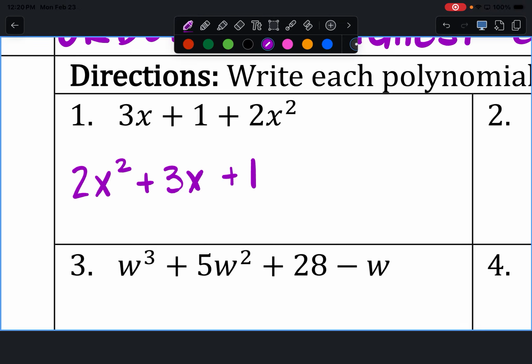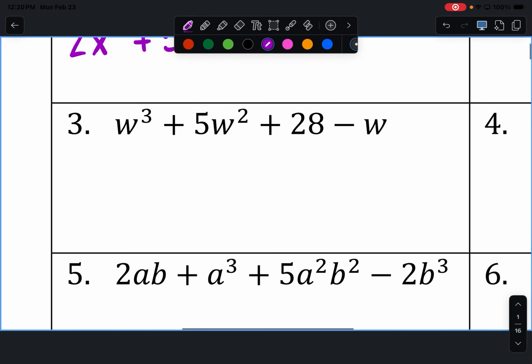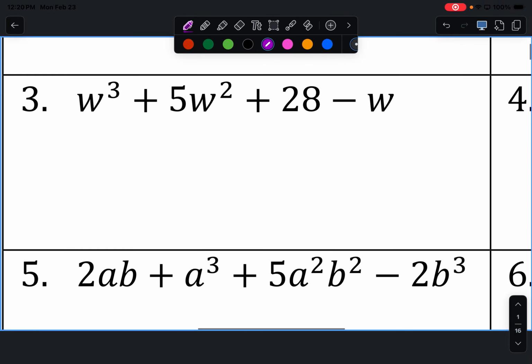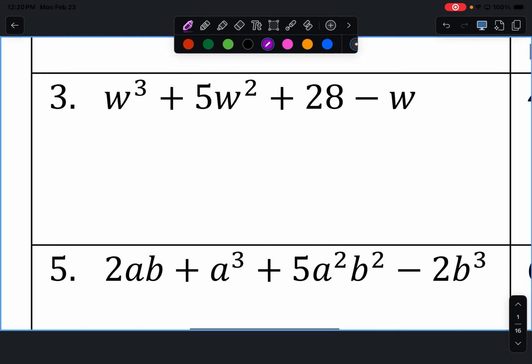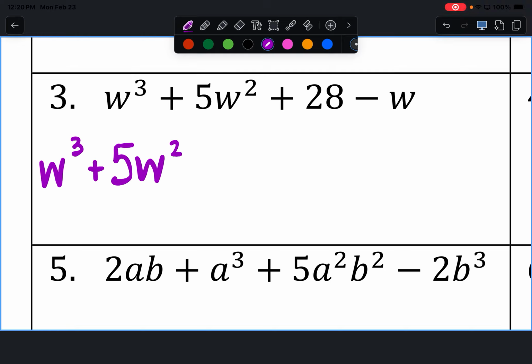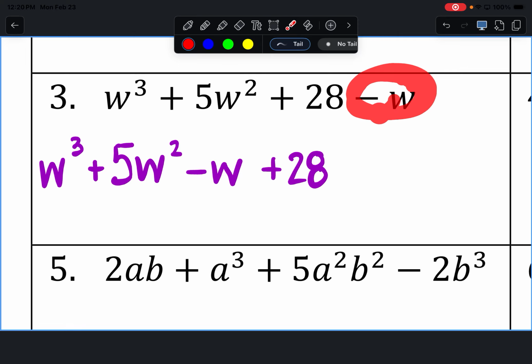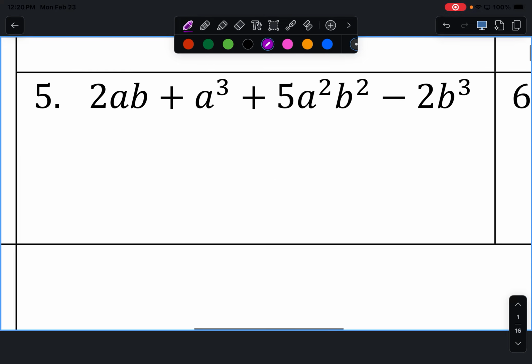Now for number 3. Which term has the highest exponent? We will rewrite this as w to the 3rd power. Which term has the next highest exponent? 5w squared. What term would go next? Negative w. Then we would do plus 28. When we rewrite this, we take the whole thing, sign and all, and just rearrange the order. That's all we're doing.